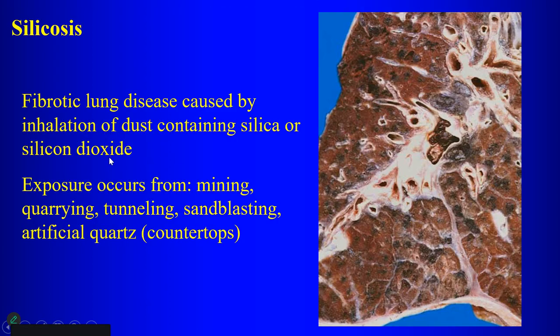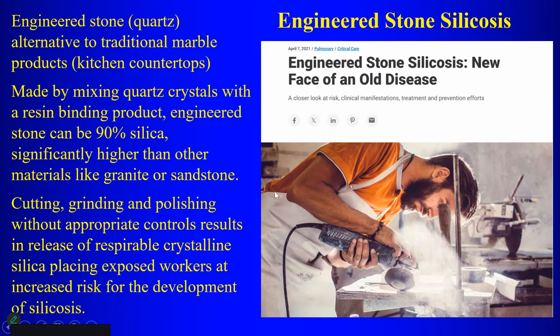So silicosis is fibrotic lung disease caused by inhalation of dust containing silica, and usually the exposure is from mining, but now we see it in people working with artificial quartz. And so this is an example of engineered stone silicosis. Engineered stone or quartz is the alternative to traditional marble for kitchen countertops. This particular substance can be 90% silica, a higher concentration than other materials like granite or sandstone.